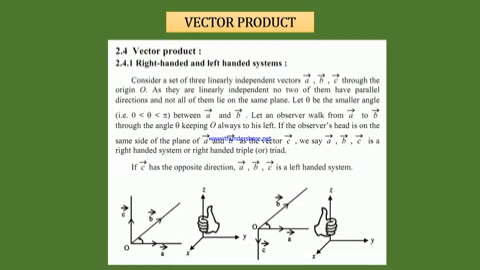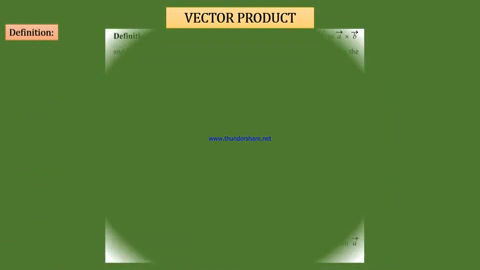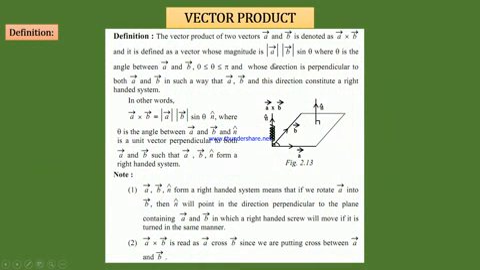Our vector product depends on this. What is the vector product, what is the definition? We take A vector and B vector, denoted as A vector cross B vector. When we say vector product, we say A vector cross B vector, just as the dot product is A vector dot B vector, the scalar product. It is defined as a vector whose magnitude is: A vector cross B vector is equal to modulus of vector A, modulus of vector B, sin theta, where theta is the angle between vector A and vector B.